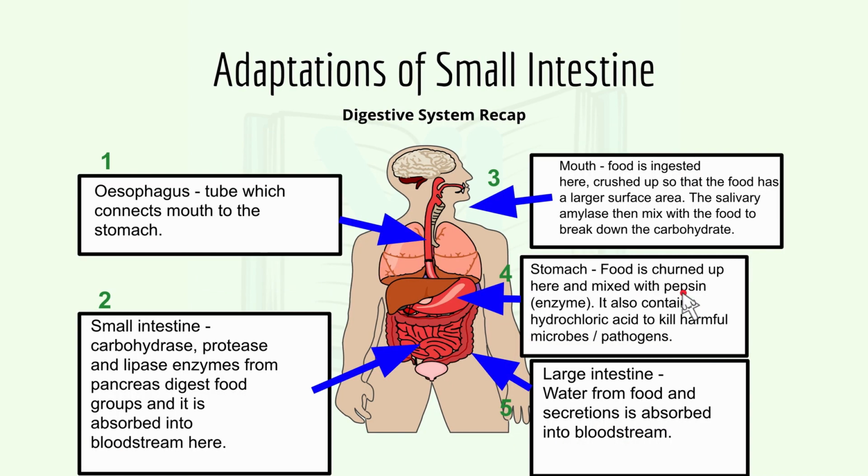And moving on, we have adaptations of the small intestine, which is a digestive system recap. Number one, we have the esophagus over here, which is a tube that connects the mouth to the stomach. Number two is the small intestine, where carbohydrase, protease, and lipase enzymes from the pancreas digest food groups, and the products are absorbed into the bloodstream here. And the large intestine is where water from food and secretions is absorbed into the bloodstream.